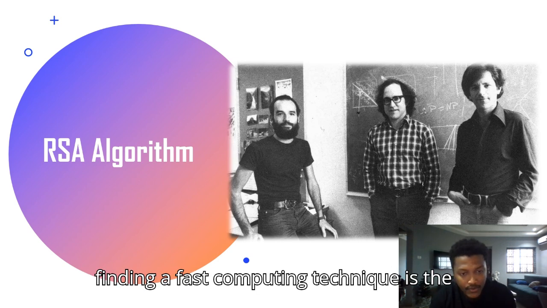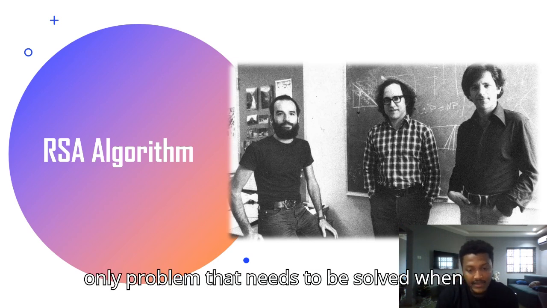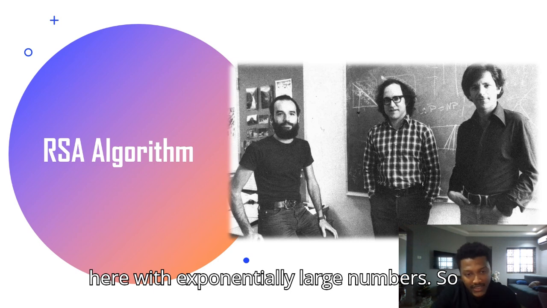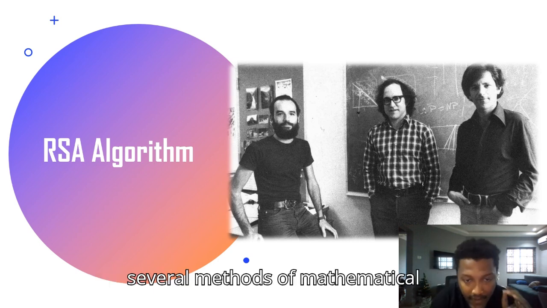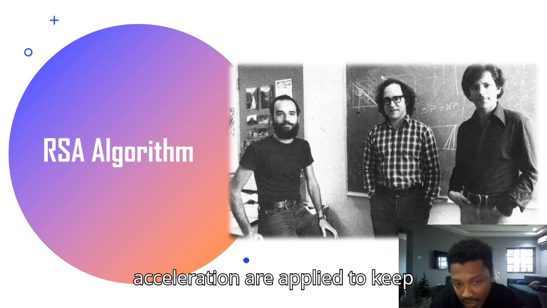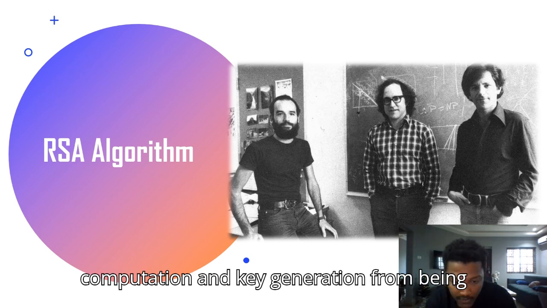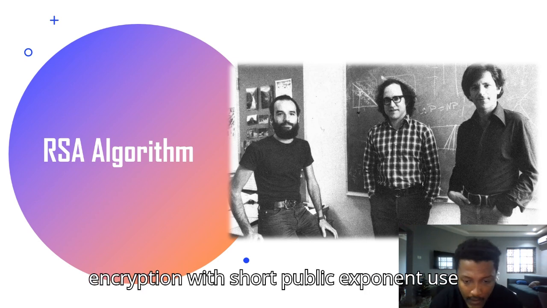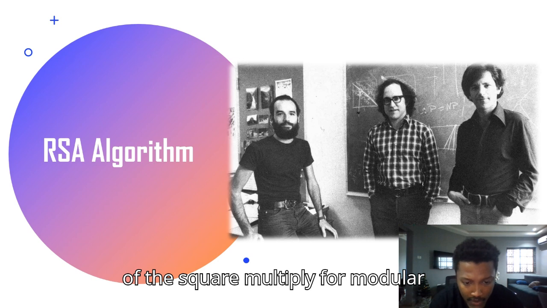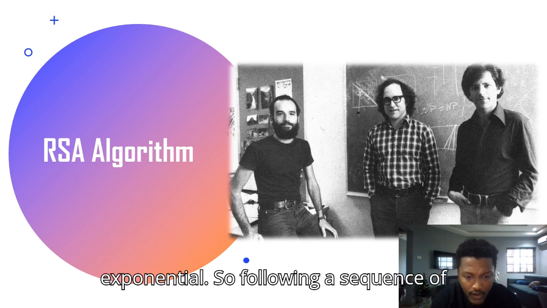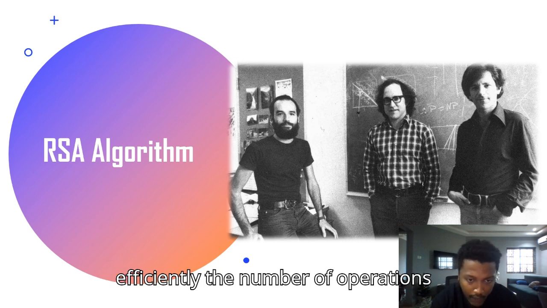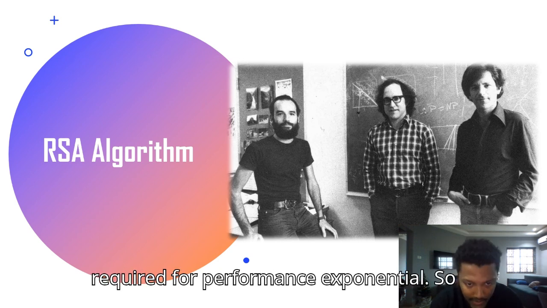Finding a fast computing technique is the only problem that needs to be solved when implementing RSA, since we are working here with exponentially large numbers. Several methods of mathematical acceleration are applied to keep computation and key generation from being overly slow. What we have is fast encryption with a short public exponent, using square-and-multiply for modular exponentiation. By following a sequence of squares and multiplies, we can efficiently reduce the number of operations required for performing exponentiation.